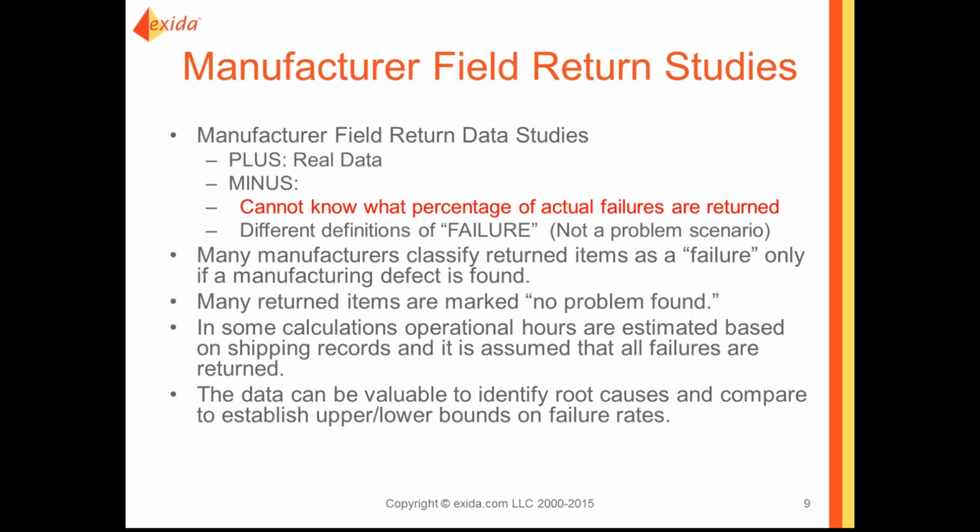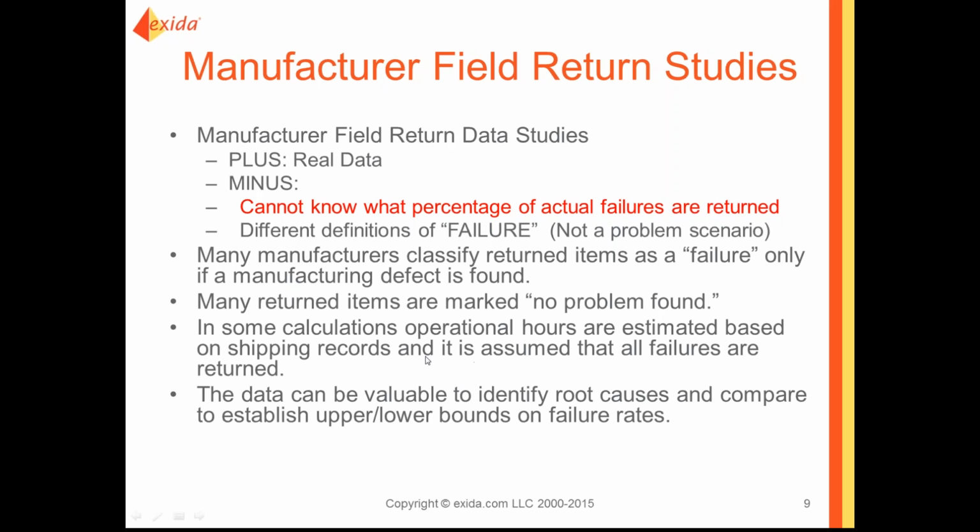Another source of data are manufacturer field studies. So OEMs do a good job of obviously tracking what they ship and tracking what they return. So it's a benefit that it's based on a real set of data. The drawback is that they don't know everything about that equipment once it leaves. So they know what they ship, they know what they get back, but they don't know how many were installed, how often they were tested. So this data tends to underreport failures just because not all the information gets back to the OEM.